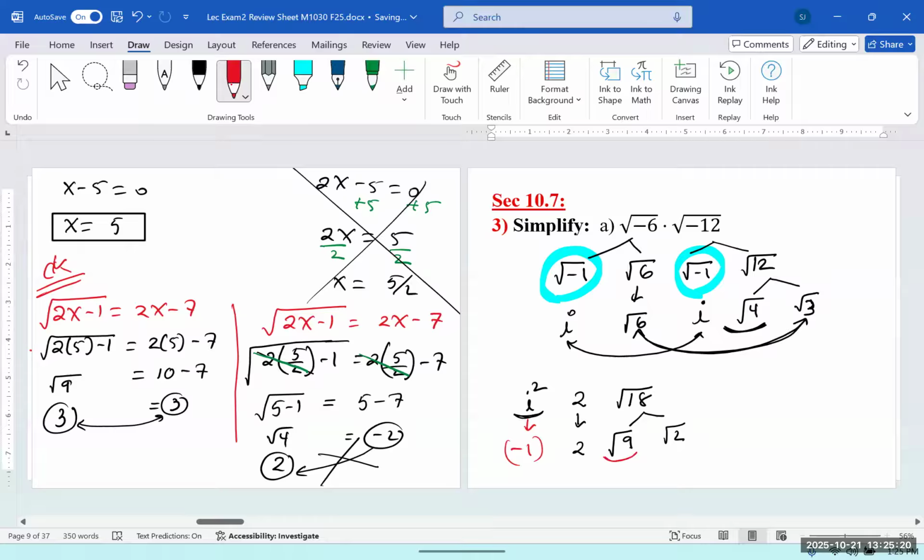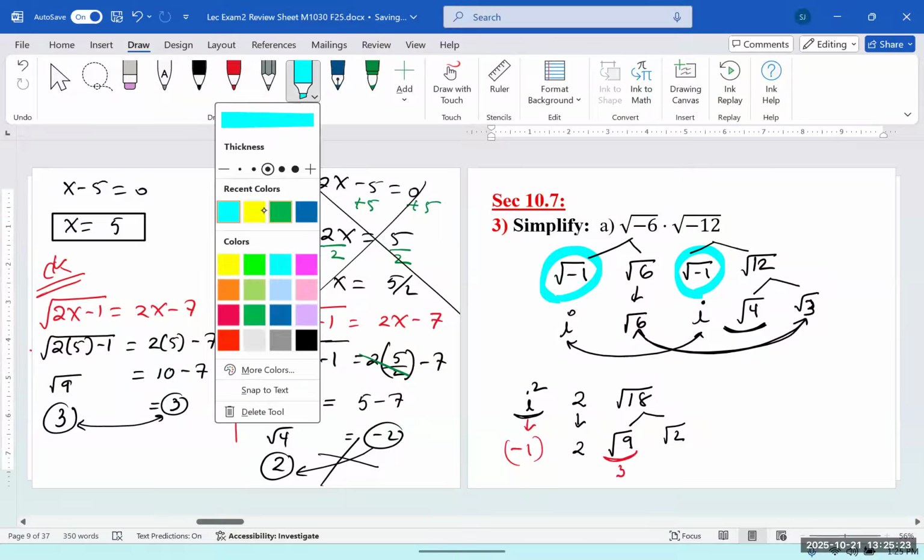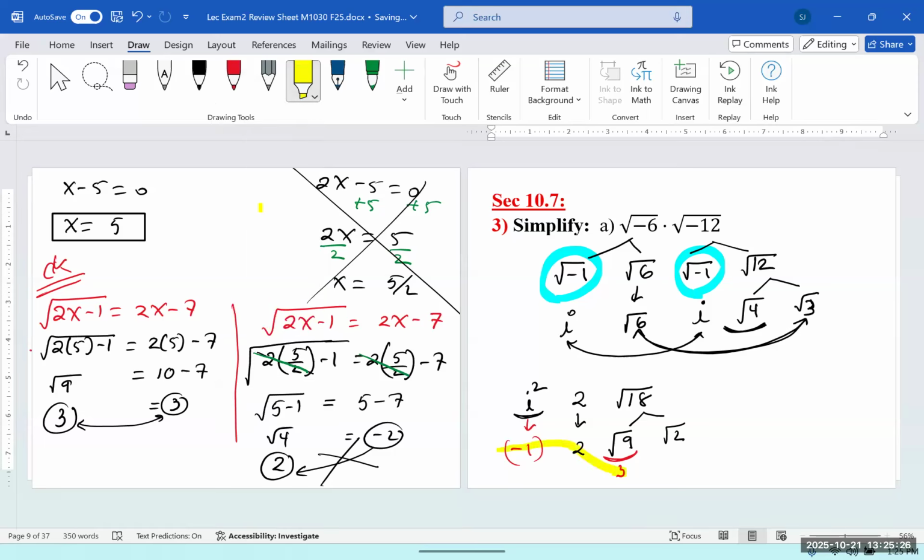Now what is square root of 9? 3. So these three things are combinable. This, and this. When you combine all three, what do you get? -6. And what we did not use? The square root of 2. So this is our final answer. -6 square root of 2. Any question?